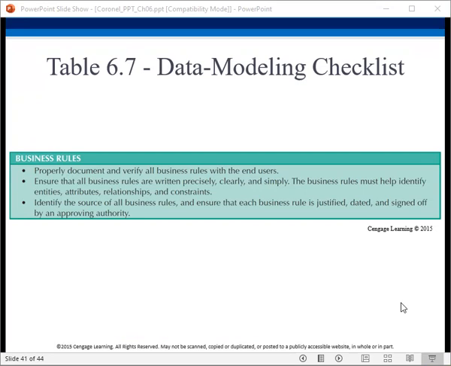Relationships might be that an instructor teaches the relationship classes, and an instructor is member of relationship department. Constraint might be salary has to be between $20,000 and $100,000. And of course, we, as good requirements analysts, we identify the source of all business rules and that the business rule is justified, dated, and signed off.